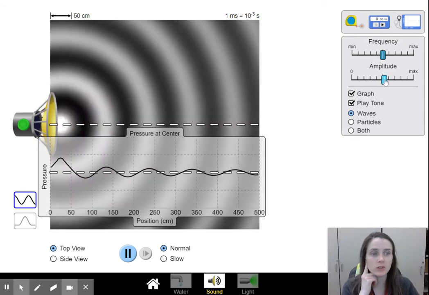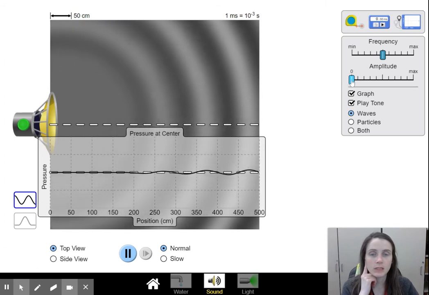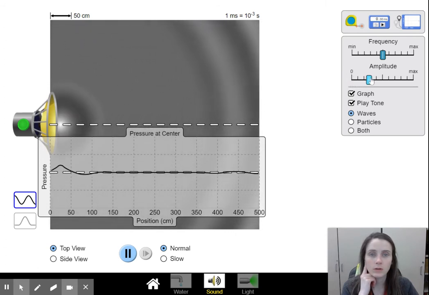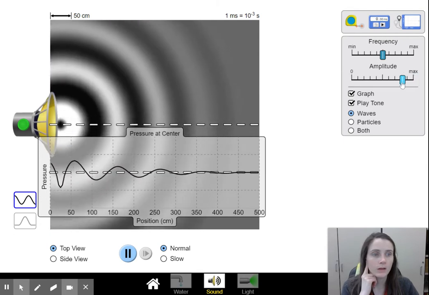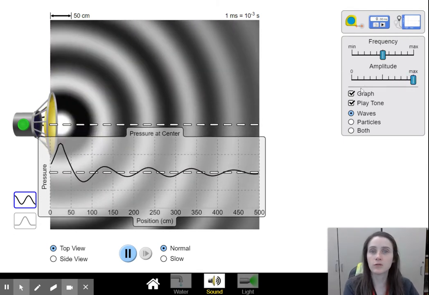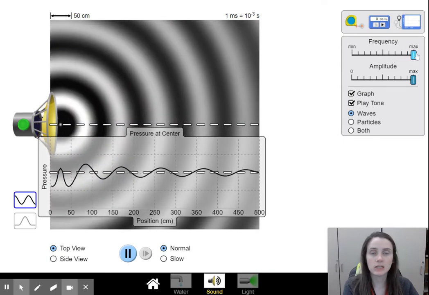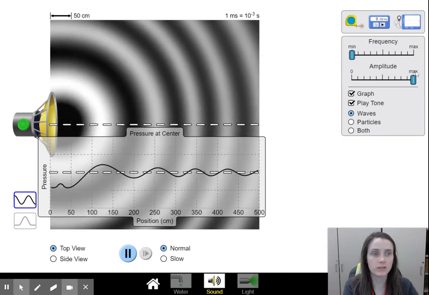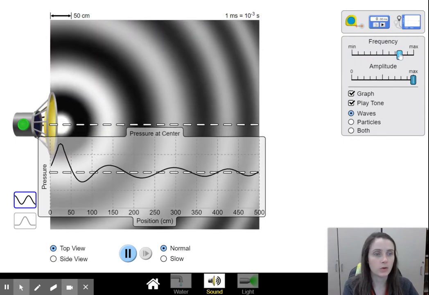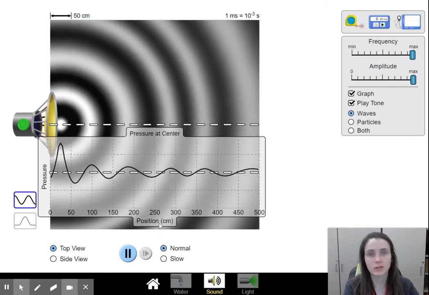So when you play with amplitude, what happens to that sound? When I moved it to 0, when I move it up to max, okay? And what happens to that sound when you play with the frequency? You're listening to the sound, but you're also looking and seeing what it does on this wave down here on the graph. You're going to use those functions to answer your questions in your assignment today.